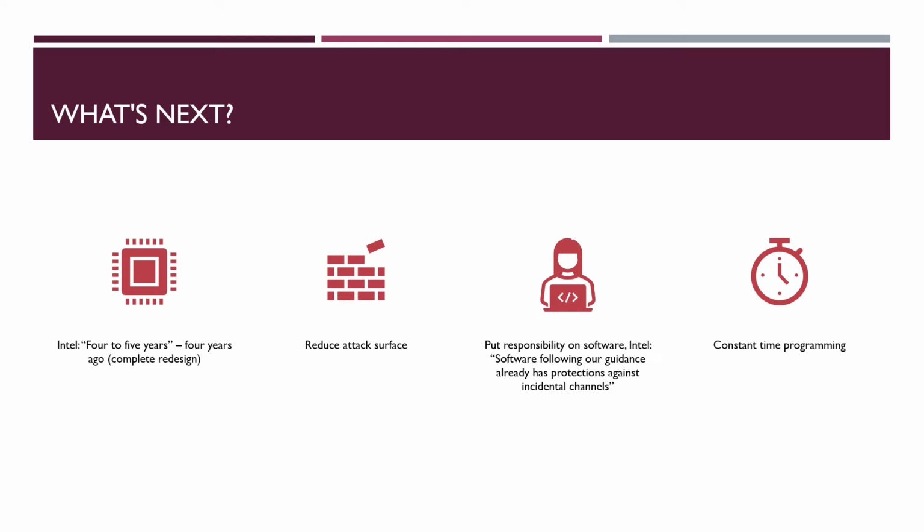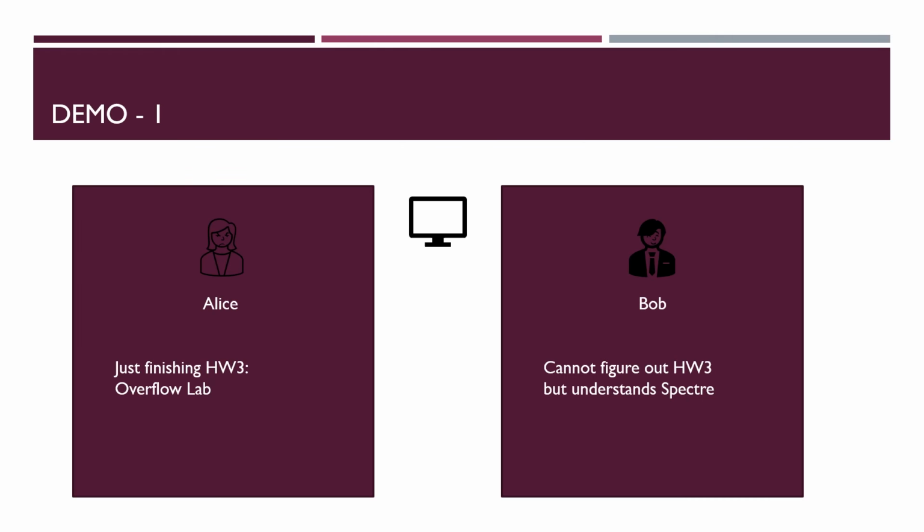We've also started to put responsibility on software. Intel claims that software following our guidance already has protections against incidental channels when a new exploit was published a couple months ago. And one of these guidelines is constant time programming, which, as we've seen before, does work for these types of things, especially for the cache versions, but it also obviously makes it a lot slower.